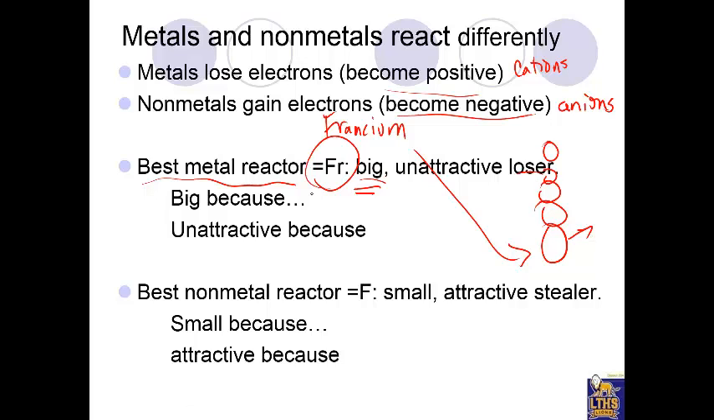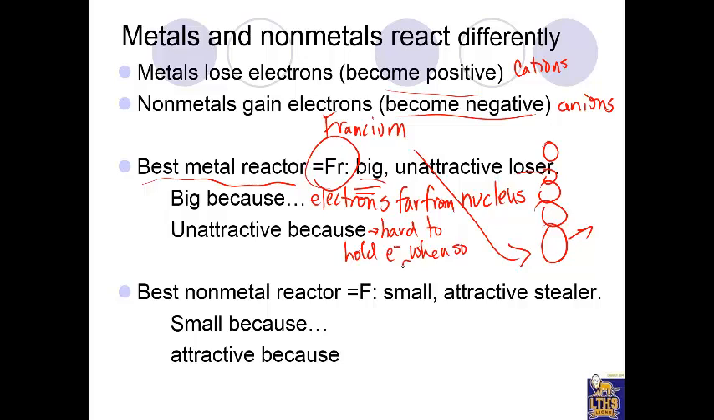Big because electrons are far away from the nucleus. Electrons far from the nucleus. And it's unattractive because it's hard to hold electrons when they're so far away. So it's going to react pretty readily. It's going to lose those electrons pretty quick, pretty fast. Reactive.